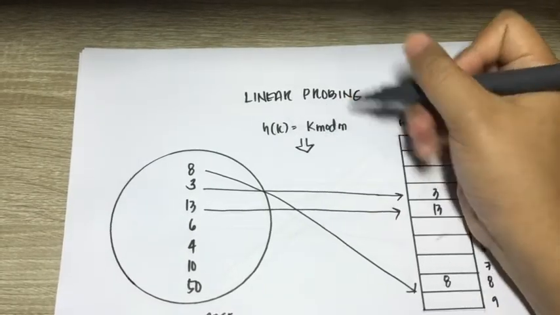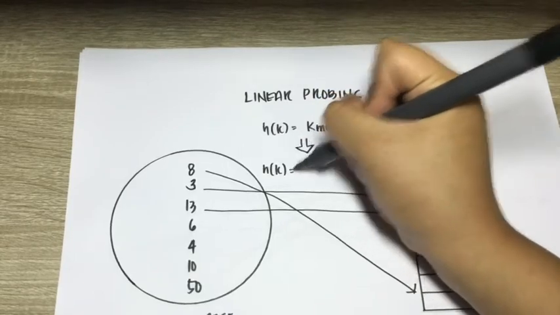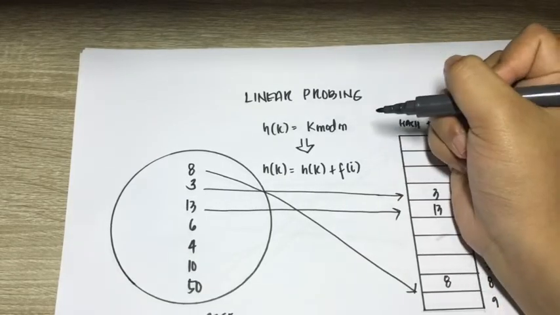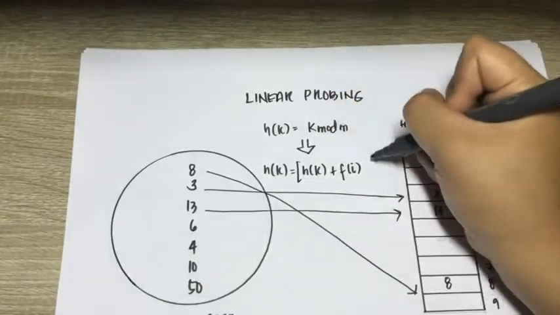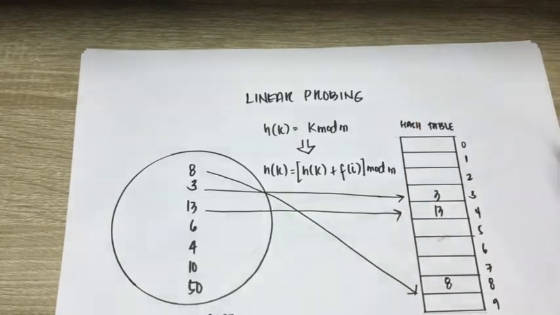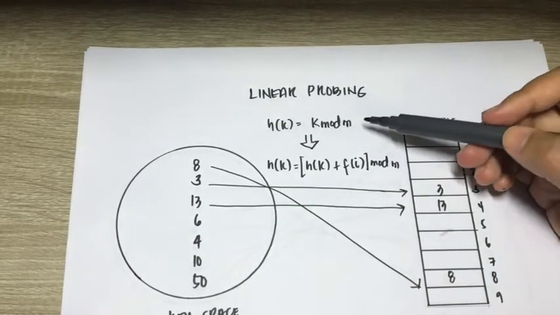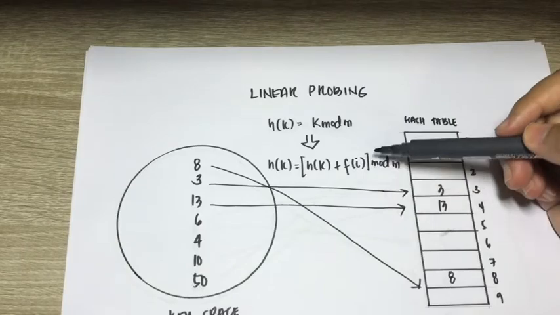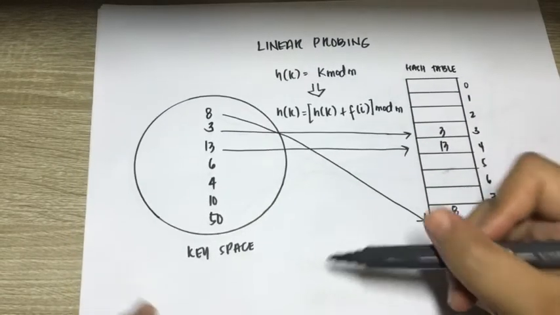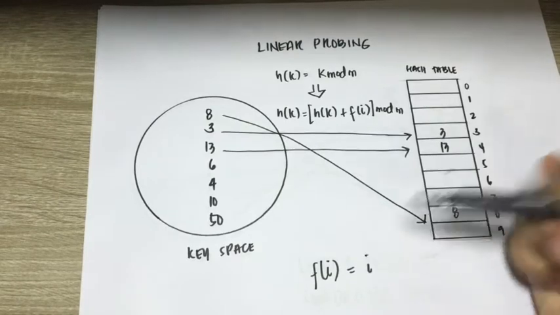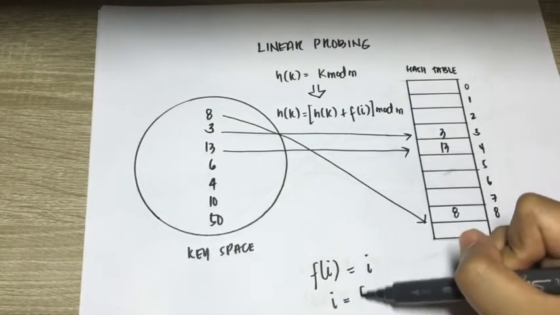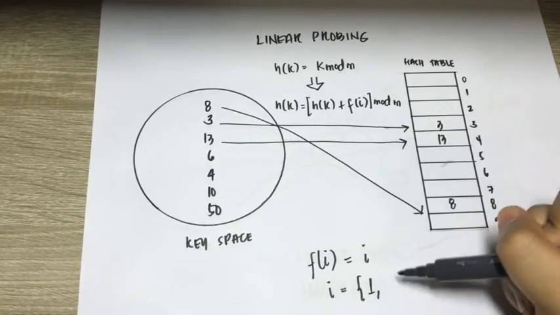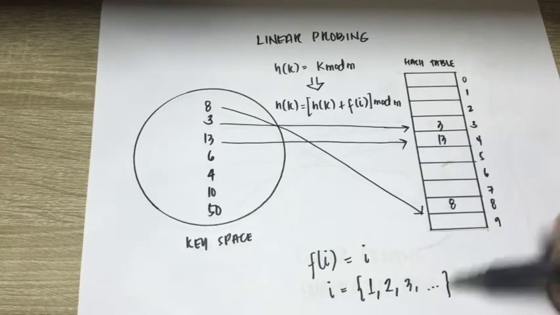So instead of using k modulo m, the new hashing function that we are going to implement is h of k plus f of i. Okay, so h of k plus f of i, and then that's the time that we are going to take its modulo. Again, we're going to modify the hashing function such that from k modulo m, we're going to have h of k plus f of i modulo m. Take note that f of i is simply equivalent to i. So i represents another memory location, so we are just going to take one step forward. So i can be 1, 2, 3, and so on.